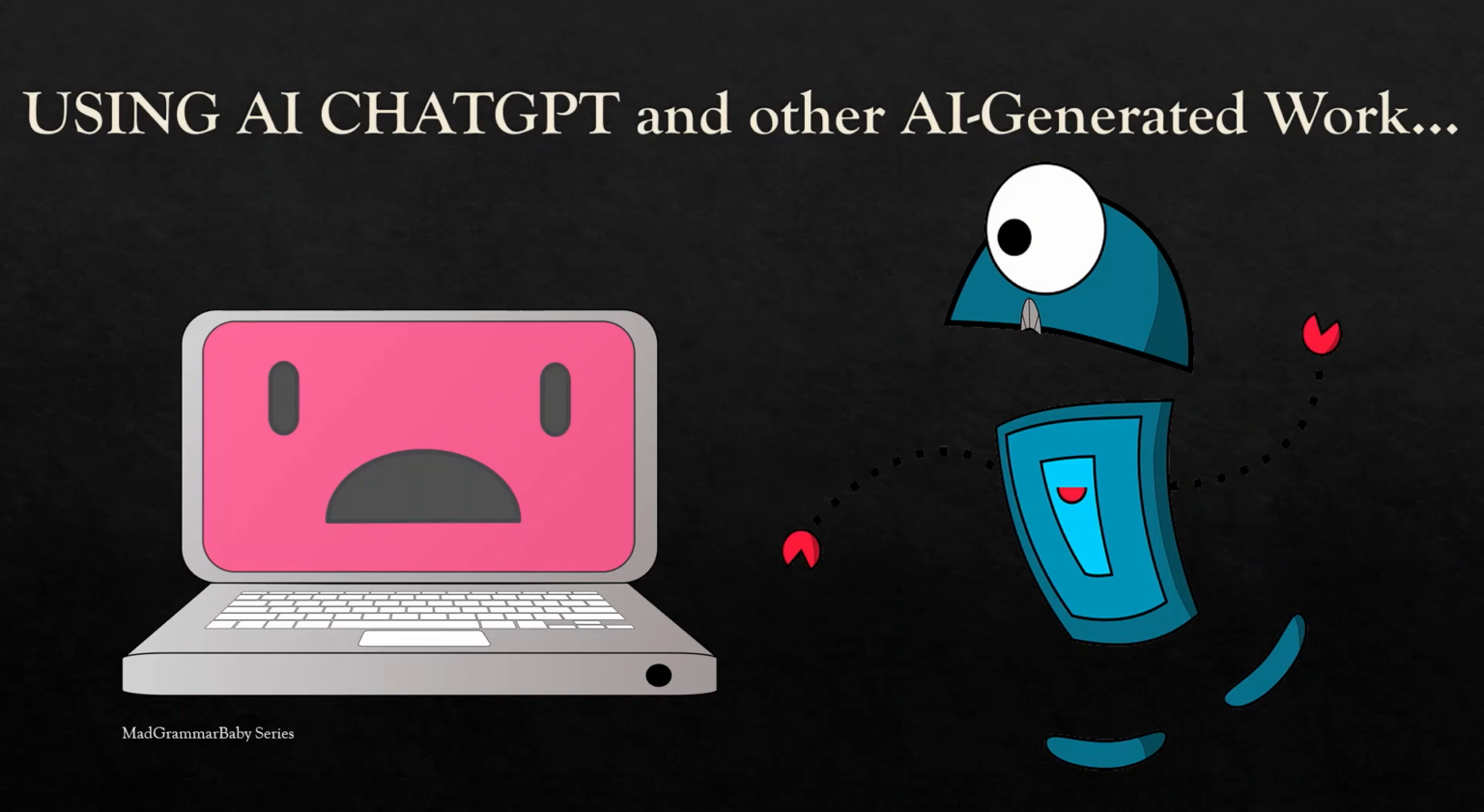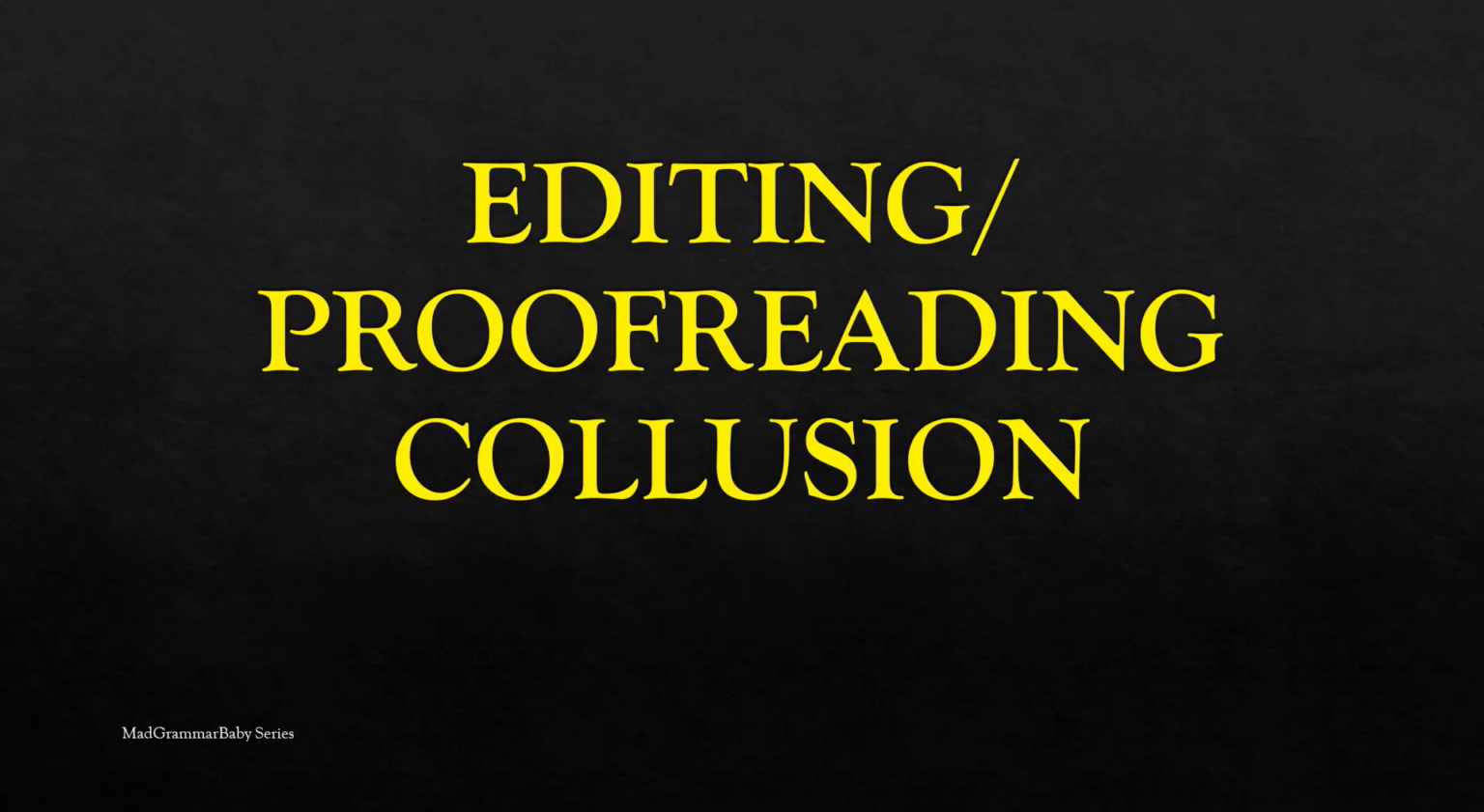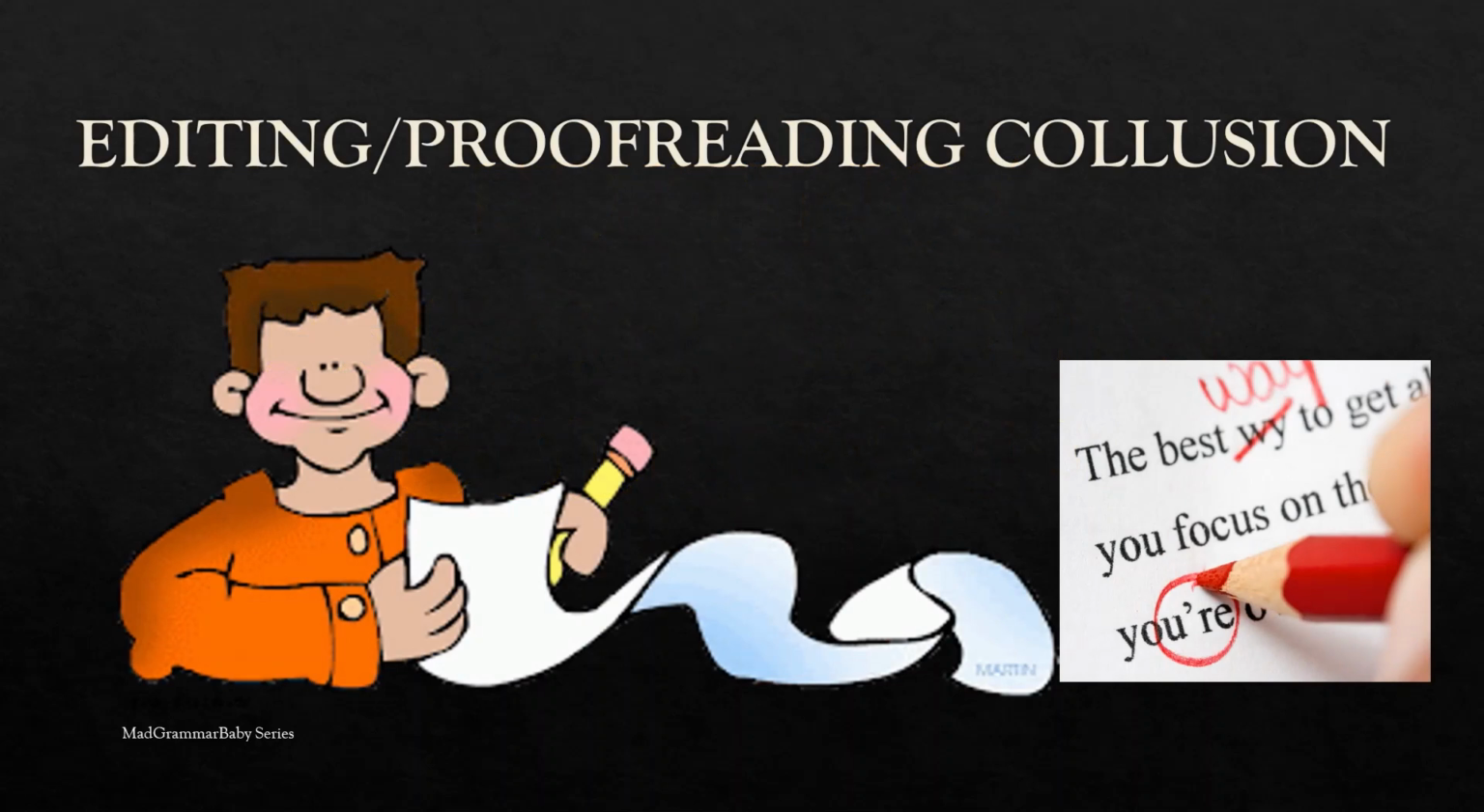Here's yet another example of academic dishonesty, and that is editing proofreading collusion. Having someone else edit or proofread your work, making all of the corrections, is actually not honest. Think of it this way. An editor or a proofreader can significantly change the writing style of your paper or even the content of your paper, and the paper is no longer fully yours.